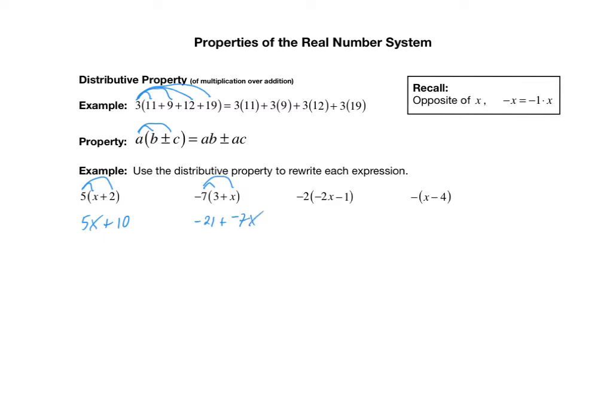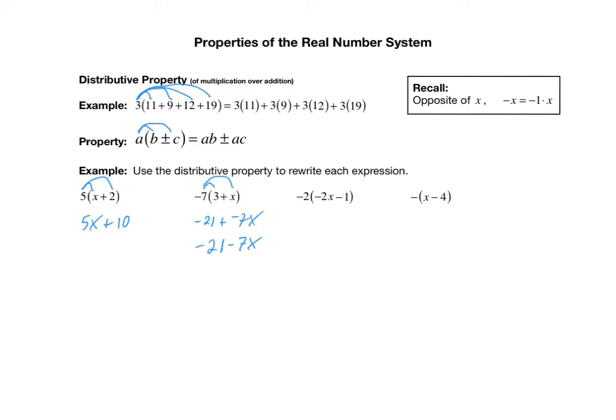This is 100% correct here, like this. Very often, though, some people won't want to write plus negative 7x and may rewrite this as just minus positive 7x, which we saw earlier is the same thing. So if you write this or this, they're exactly the same thing.